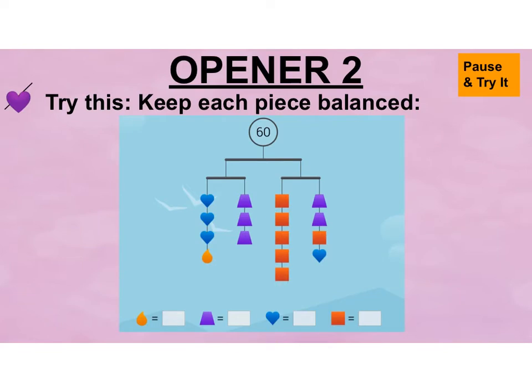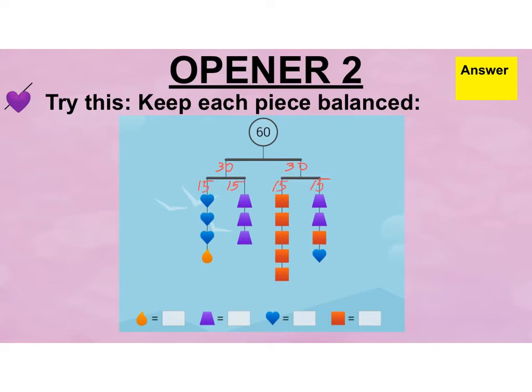This is called a Solve Me puzzle. Go ahead and try this. You have to make sure you keep each side balanced. So with the 60, I'm going to divide that in 2. So each of these has to be 30. And then these divide into 2. So all of these are 15.